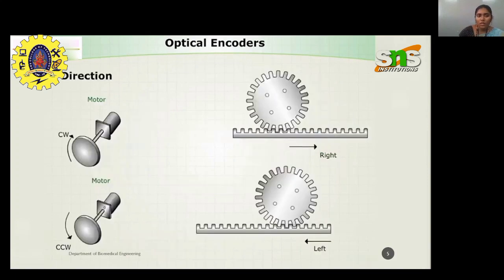If you take direction, for a rotary mechanism you can have either clockwise rotation or anti-clockwise rotation, right? So this represents the direction. For linear, it can have the direction towards the right side or towards the left side. So this is all about the direction.